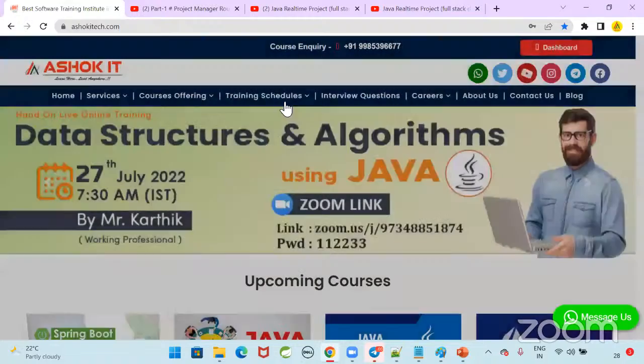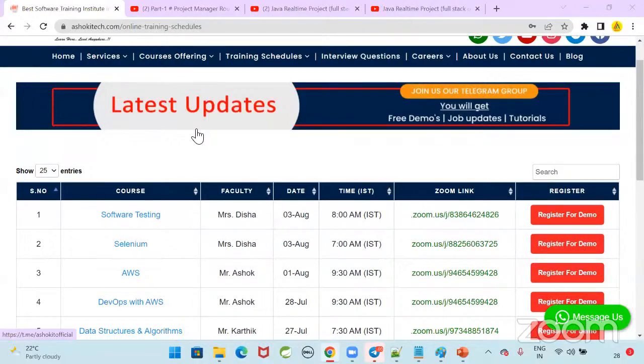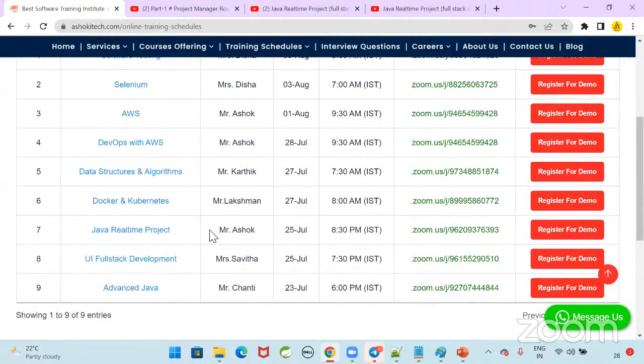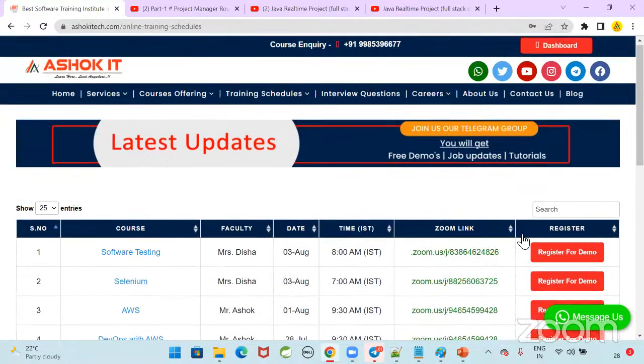Please join the class in the Zoom link you can find on our website. If you go to Ashok IT training schedule, there you can see Java real-time project. Here there is a button, register for a demo. You can join in the Zoom and interact with me if you have any questions now. Today is the last free session. For tomorrow, the Zoom link is going to change. Tomorrow's class will be there only for enrolled people. For enrolled people, I will share the new Zoom link.